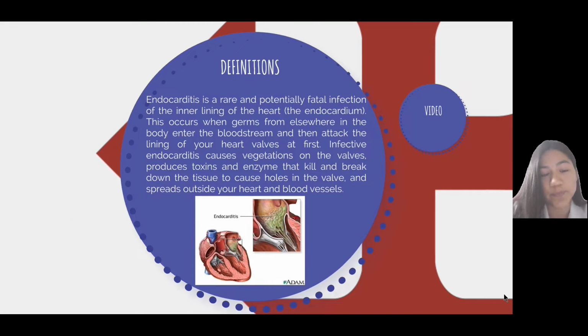First, the definition. Endocarditis is a rare and potentially fatal infection of the inner lining of the heart, the endocardium. This occurs when germs from elsewhere in the body enter the bloodstream and then attack the lining of your heart valves at first. Infective endocarditis causes vegetation on the valves, produces toxins and enzymes that kill and break down the tissue to cause holes in the valves and spreads outside your heart and blood vessels.